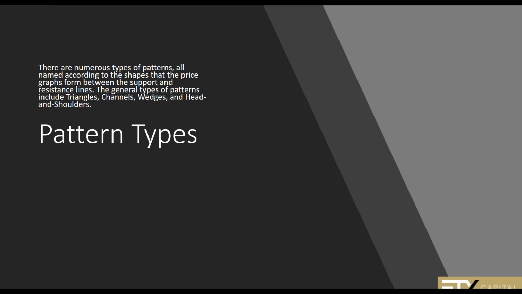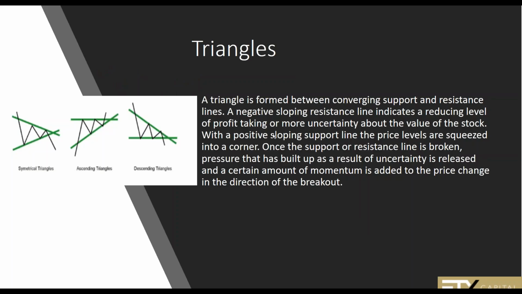Now, there are numerous types of patterns, all named according to the shapes that the price graph forms between the support and resistance levels. The general types of patterns include triangles, channels, wedges, and head and shoulders. These are the most popular. You'll see other things out there, or sometimes other names. Some people call these pennants and flags. There's even one that's called a teacup saucer. But they're all basically based on the same understanding, using support and resistance lines and price movement on a chart.